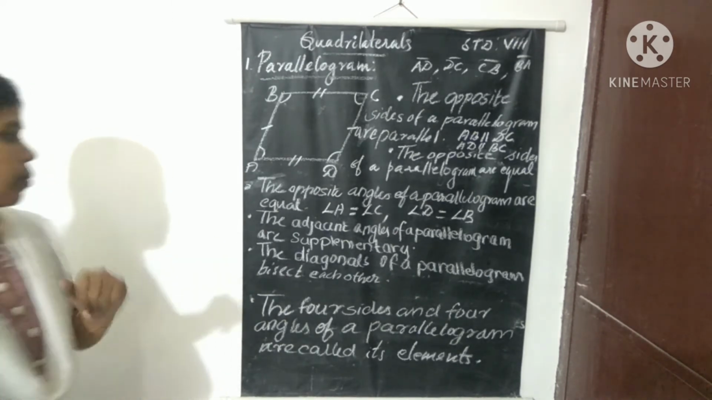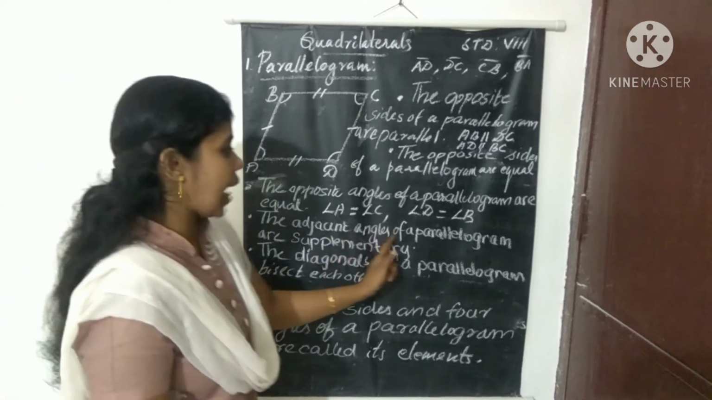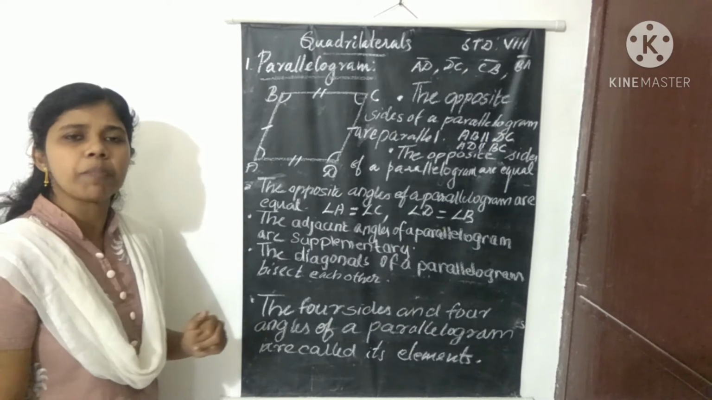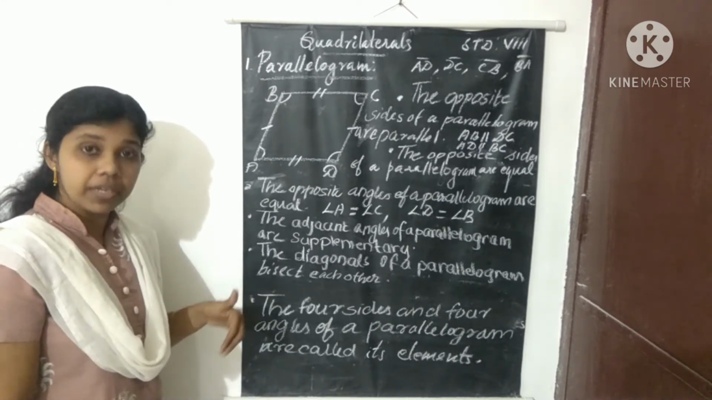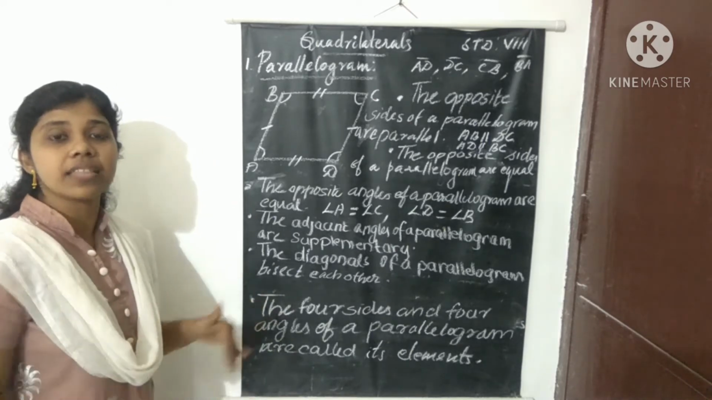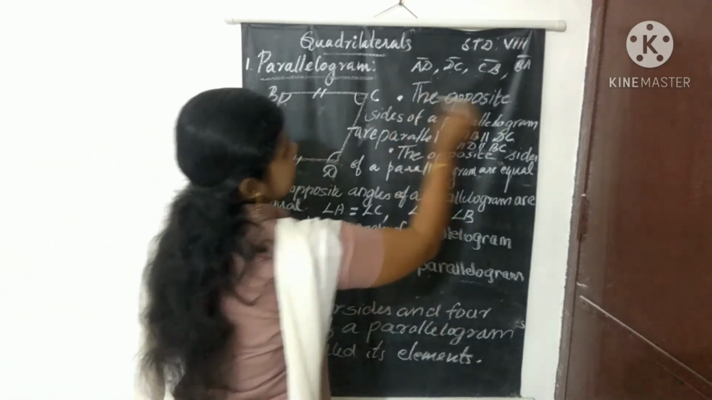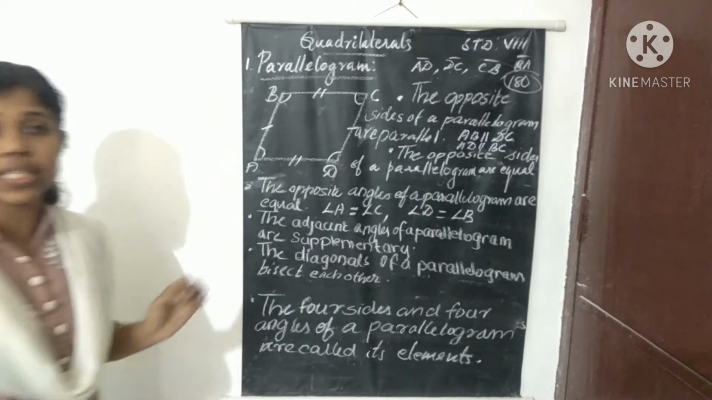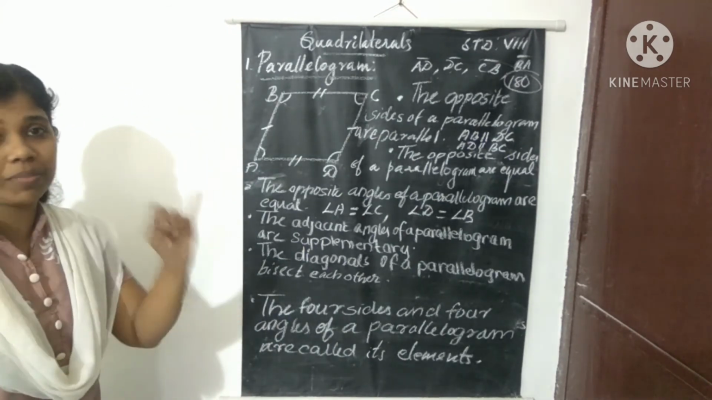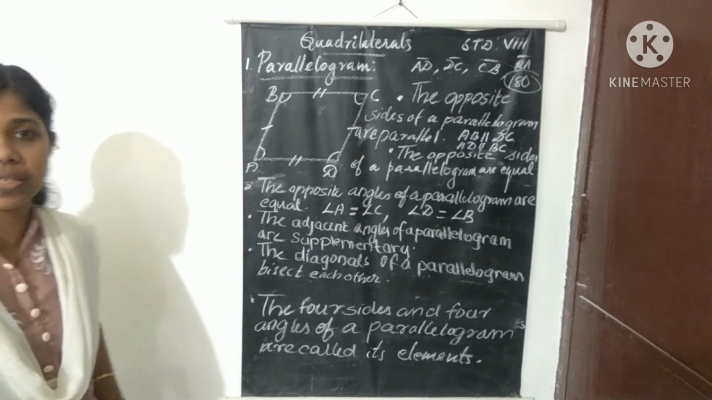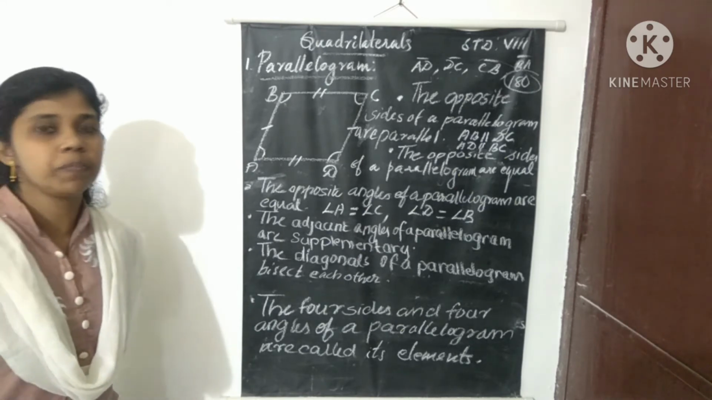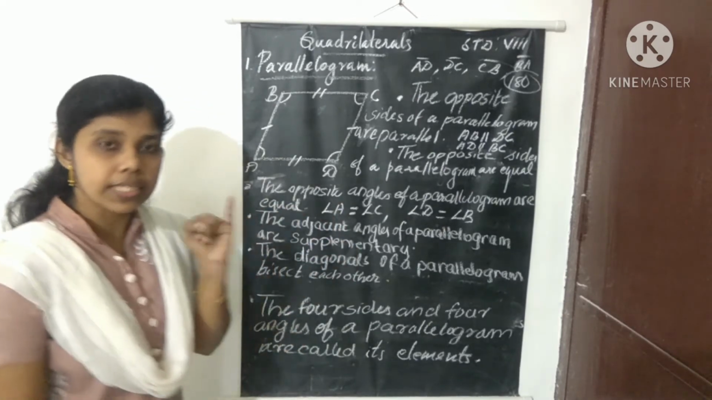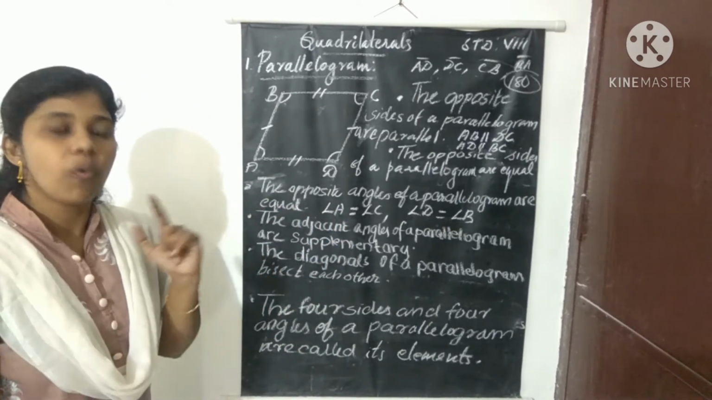The next property: the adjacent angles of a parallelogram are supplementary. What is meant by supplementary? Supplementary means the angle sum is equal to 180 degrees. That was studied in 7th standard: supplementary, complementary, linear pair angles. If you remember that? Supplementary angles means the angle sum equals 180 degrees.